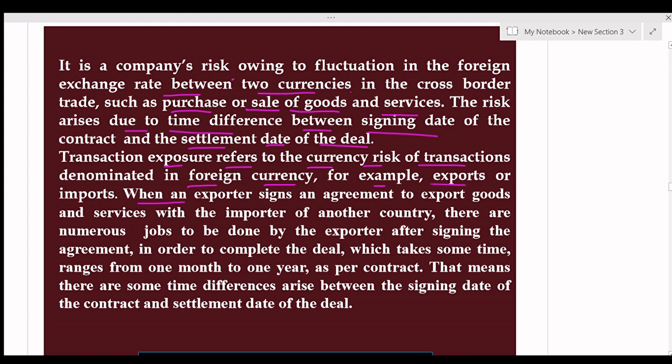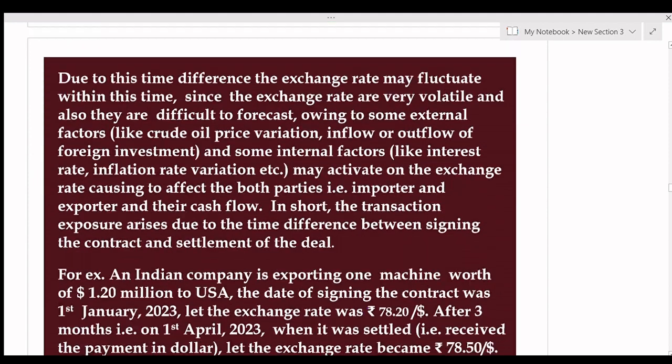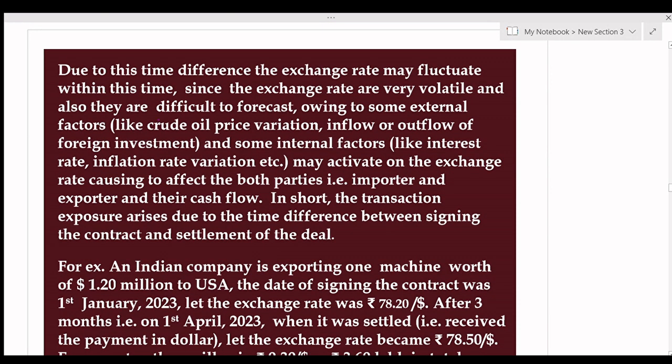When an exporter signs an agreement to export goods and services with an importer of another country, there are numerous jobs to be done by the exporter after signing the agreement in order to complete the deal, which takes some time, ranging from 1 month to 1 year as per contract. That means there is a time difference between the signing date of the contract and the settlement date of the deal. Due to this time difference, the exchange rate may fluctuate within this time.